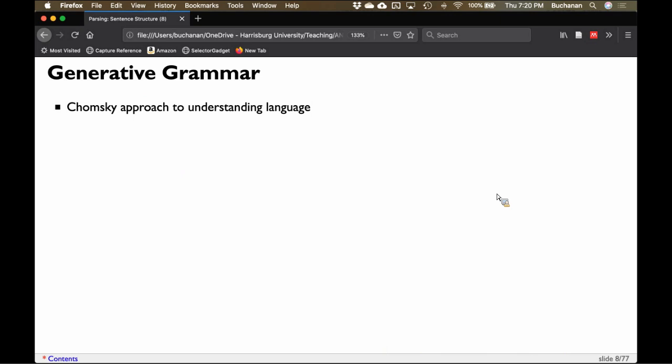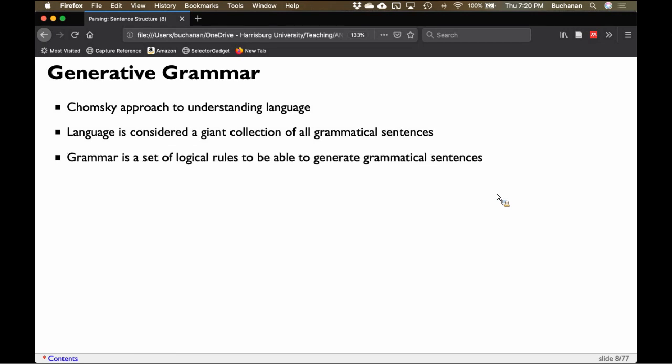And so this is Chomsky. Generative grammar is his approach to describing and understanding language. Generative grammar is actually fairly complex, but the one sentence version is that we are born understanding the basic idea of syntax and grammar. Language is just a giant collection of all these grammatical sentences. And we have these underlying logical rules that allow us to generate these grammatical sentences. And meaning is built on top of those parts of the sentence.